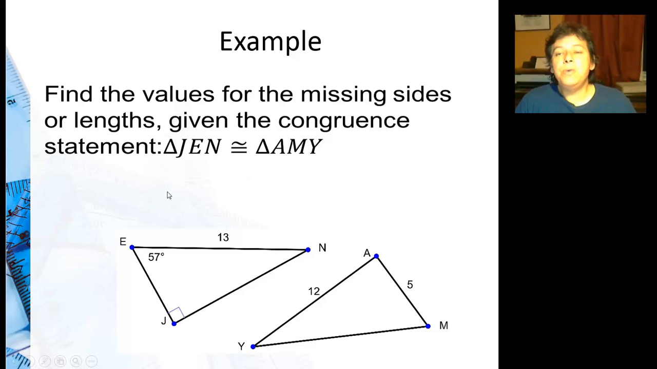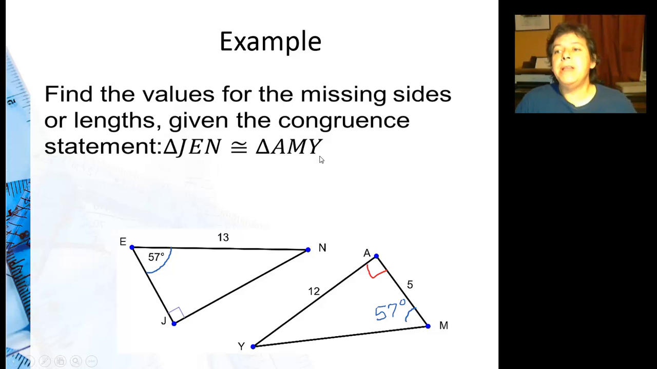Well, the congruent statement tells me what vertex goes with what vertex. So J down here, which is a right angle, goes with A. See, J goes with A. So right here, that has to be a right angle. Then E, which is 57 degrees, goes with M. So I can say 57 degrees here goes with the M here. That has to be 57.